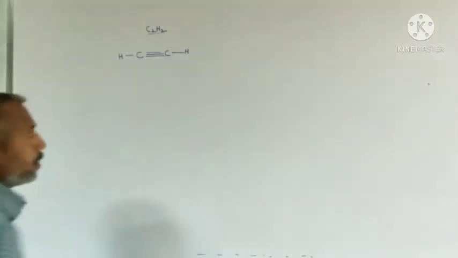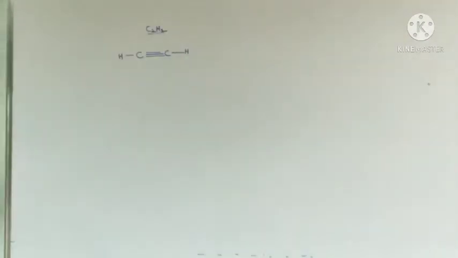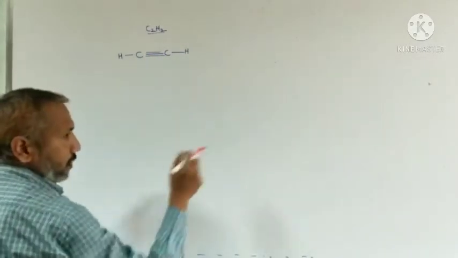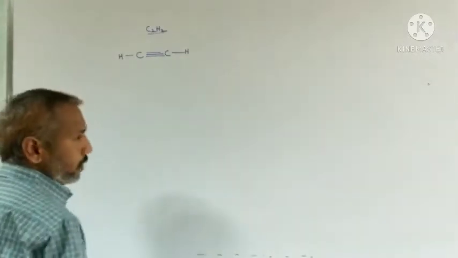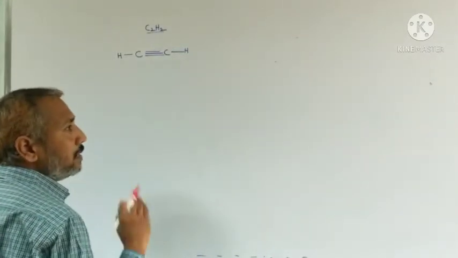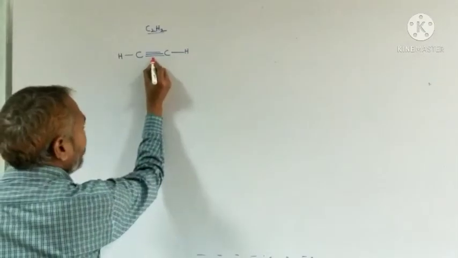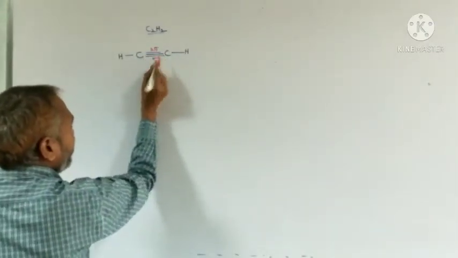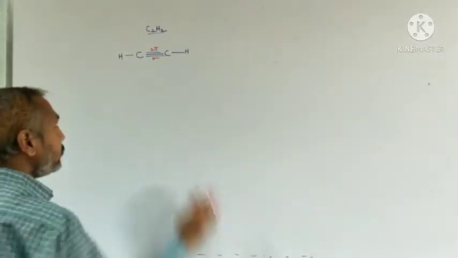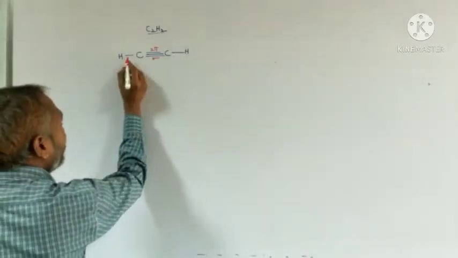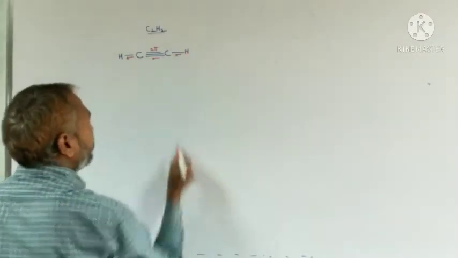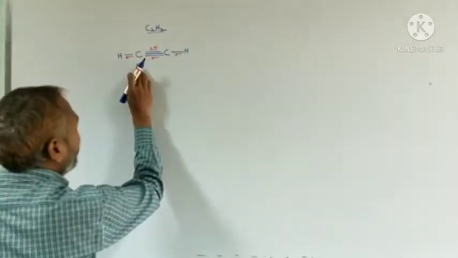Already I said, if a molecule contains multiple bonds, the first one is a sigma bond and the remaining two are pi bonds. So how many pi bonds are there? Two pi bonds between carbon and carbon. Next, each carbon-hydrogen bond is a sigma bond.